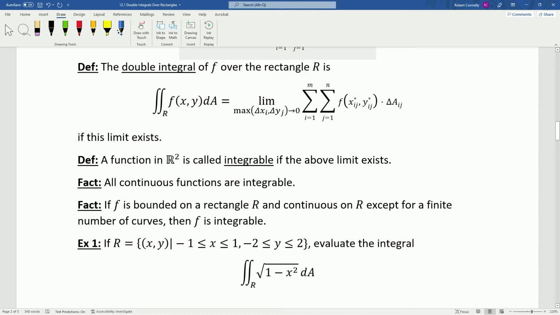Additionally, if f is bounded on a rectangle R and continuous on R except for a finite number of curves, then f is also integrable.